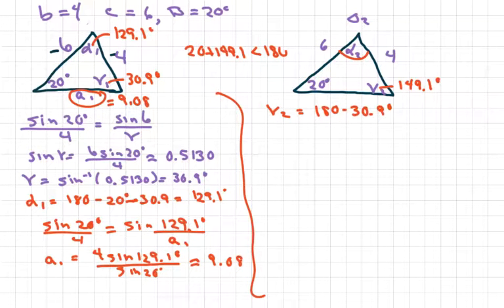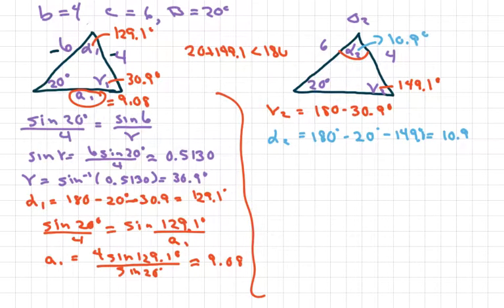We got to find alpha 2. So alpha 2 is 180 minus 20 minus 149.1, and we're going to get 10.9 degrees. So this right here is 10.9 degrees.